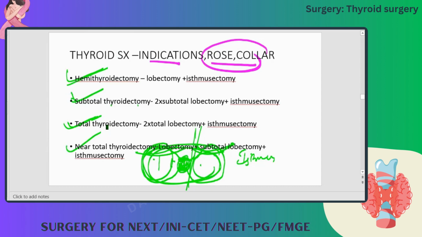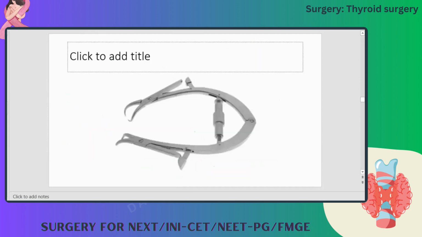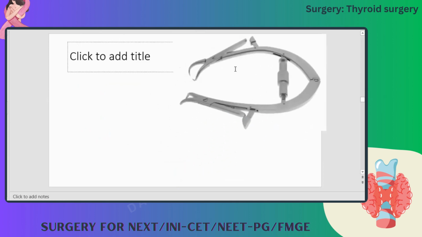I'm absolutely lost. Could you please explain that again? Yeah. So before that, what is this? A retractor, a self-retaining retractor. What is the name? Joll's self-retaining thyroid retractor.